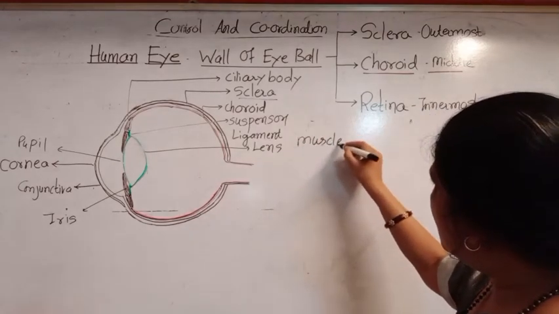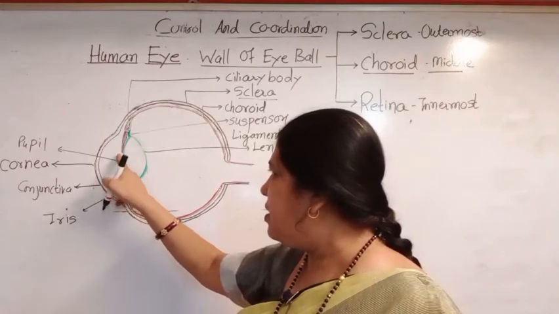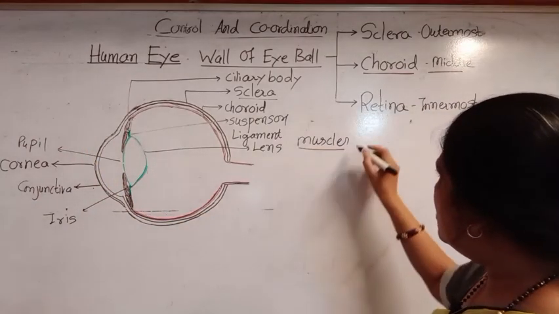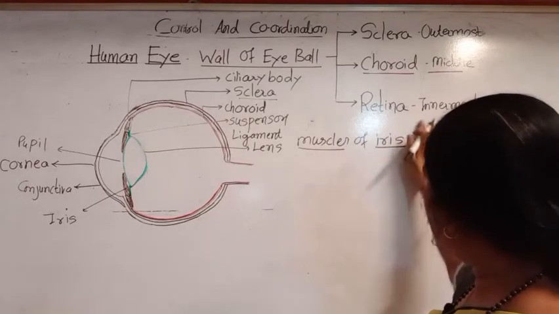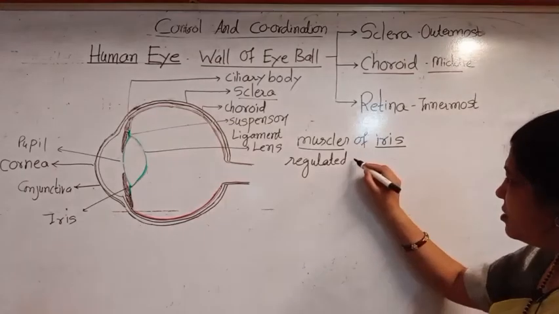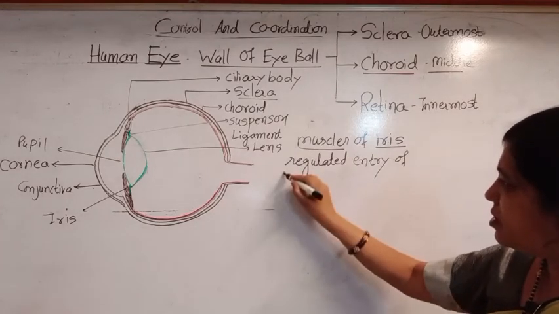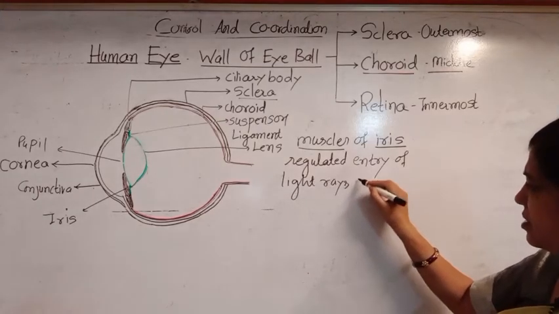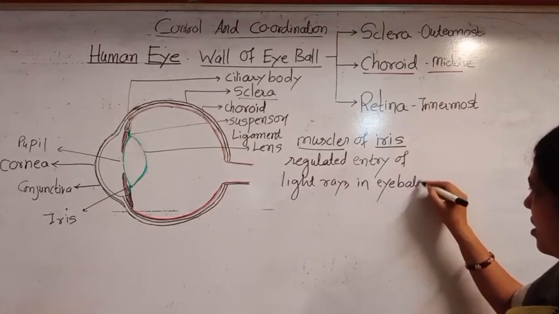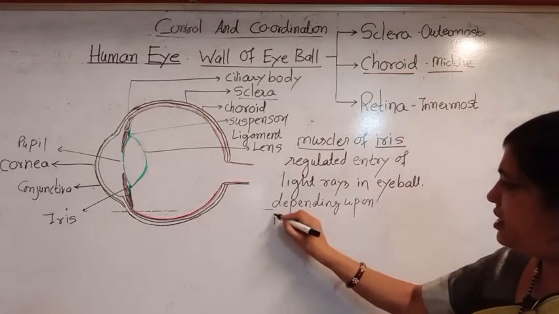Now muscles. So iris contains muscles, and those muscles regulate the shape of pupil. Any difficulty? So muscles of iris regulate entry of light rays in lens or in eyeball depending upon intensity of light.